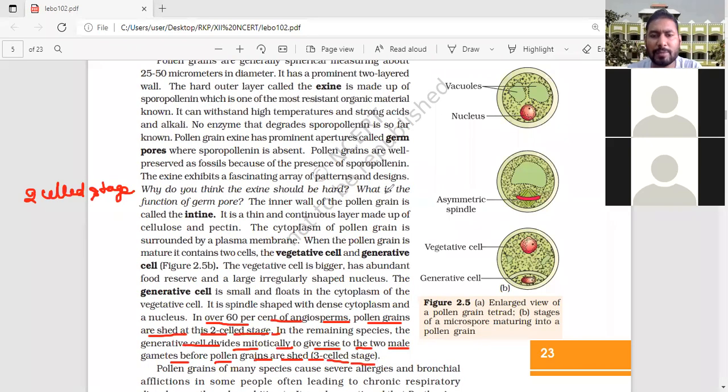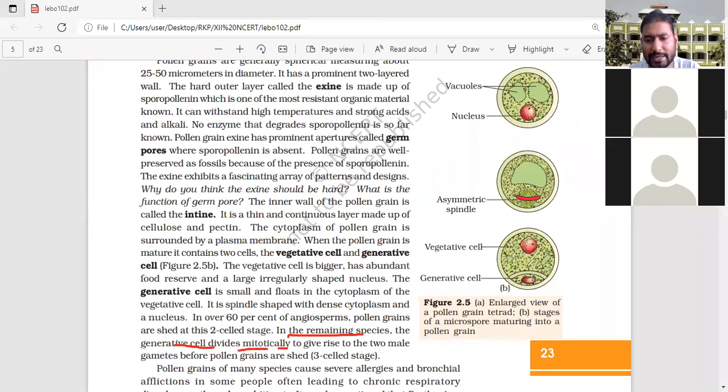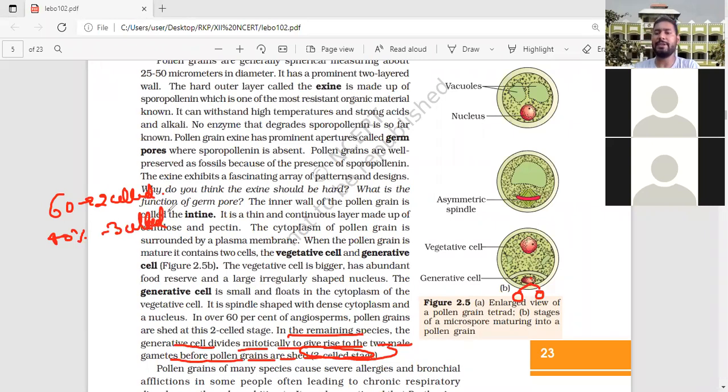The remaining means 40%. In 40% of species, the generative cell divides mitotically. So in 60% of species pollen is shed at the two-celled stage, and in 40% it is shed at the three-celled stage. It reaches the three-celled stage when the generative cell again enters into mitotic division. Is the concept clear now?